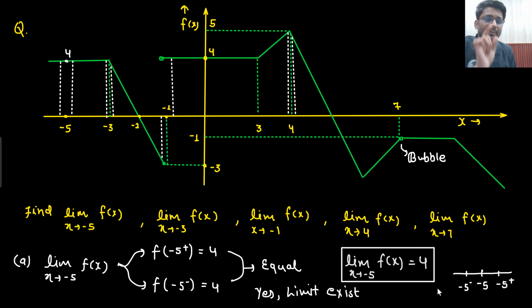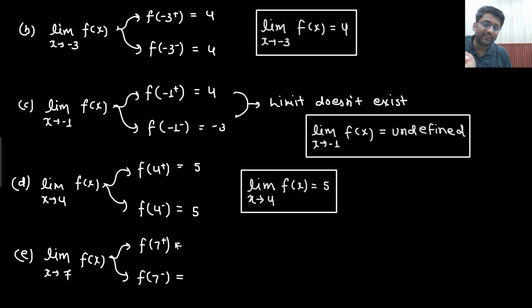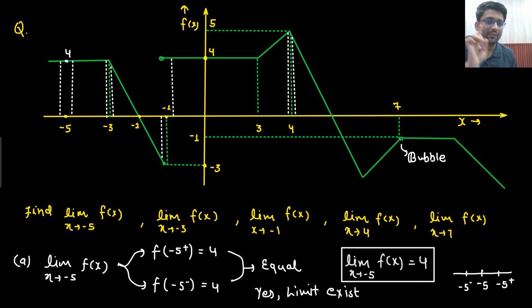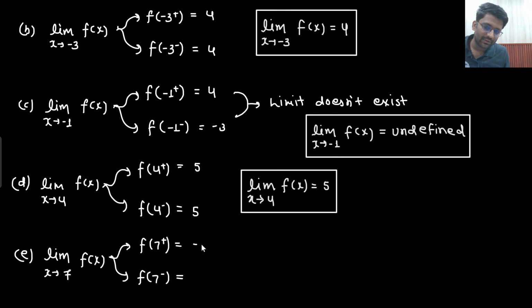But when I am finding out the limit, do I care about f of 7? No, I only care about after 7 and before 7. I don't care what is the value at 7. So my matter of concern is after 7 and before 7. What is the value after 7? So the value after 7 is minus 1. The value before 7, that is also, sir, nearly minus 1 only. So both values are minus 1 only.